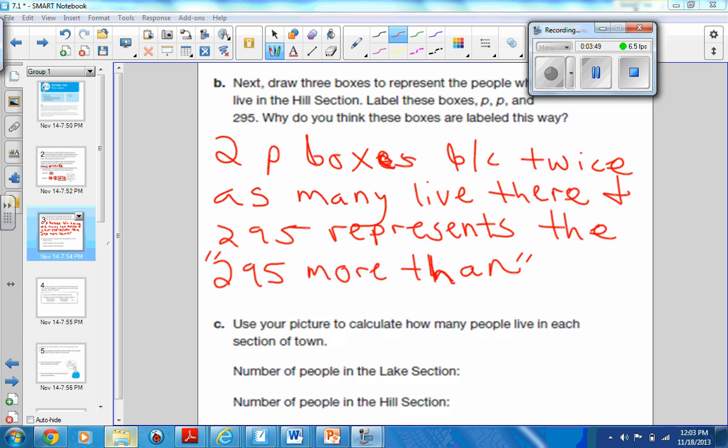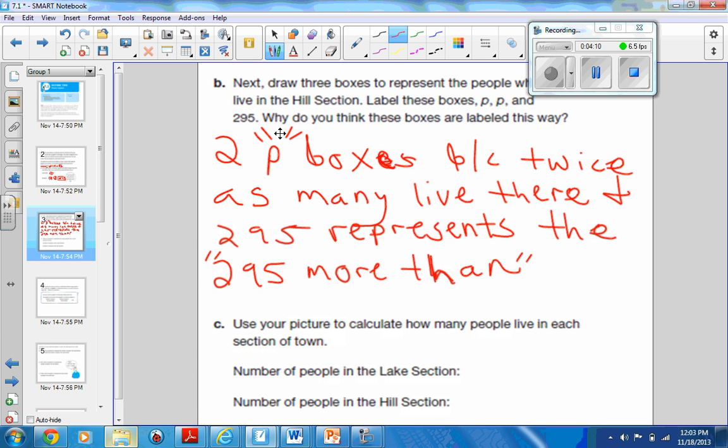So you should have written something like this. Use 2 P boxes because twice as many live there. And the 295 represents the 295 more than. So that's why we draw 2 P boxes plus an additional box that's represented by 295.